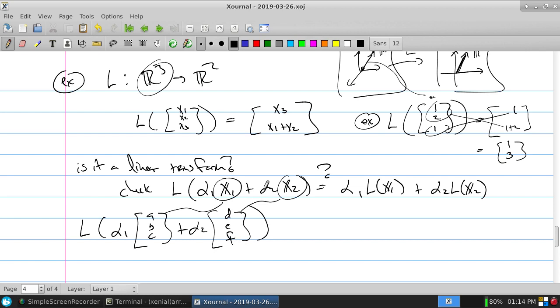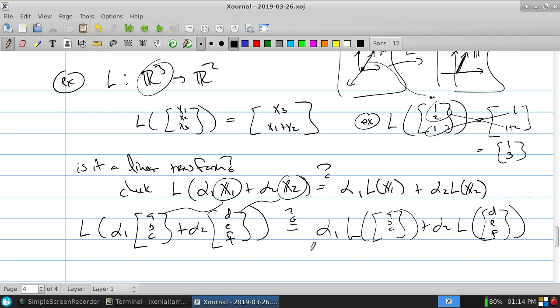Everybody okay with that? And then what do I need to check? I need to check, is this the same thing as alpha 1 of L of ABC plus alpha 2 L of DEF? I need to see if those are equal.